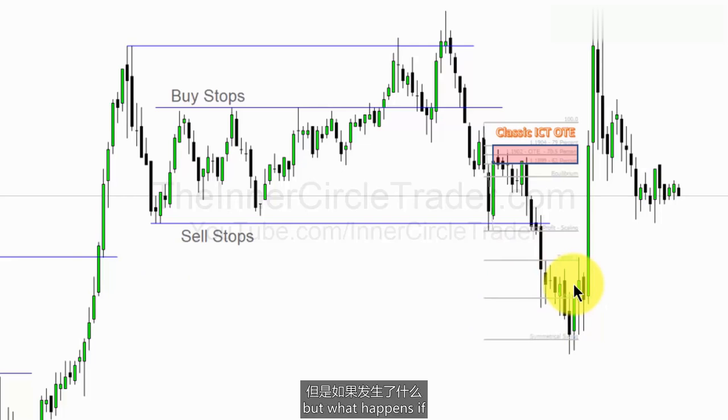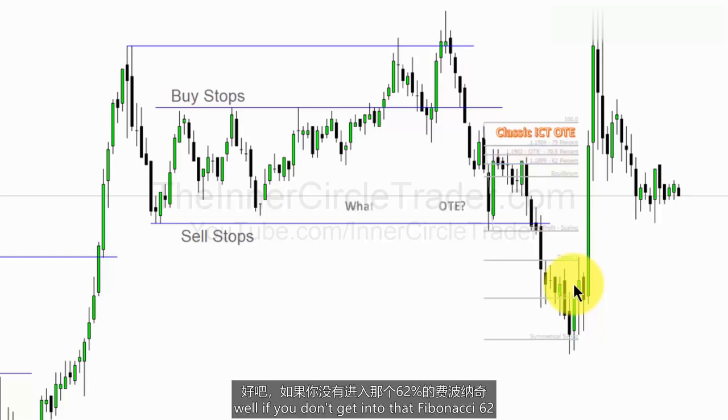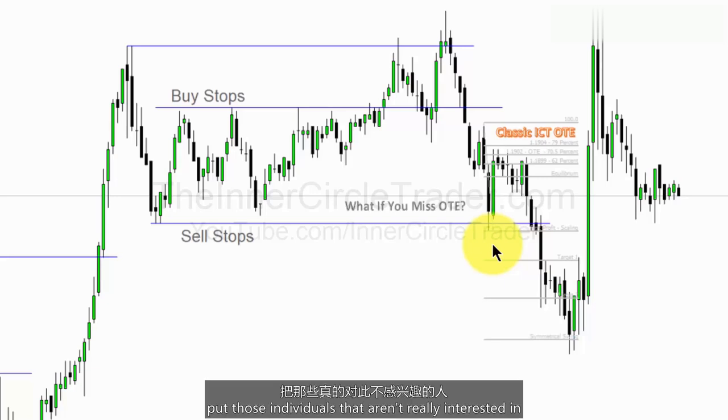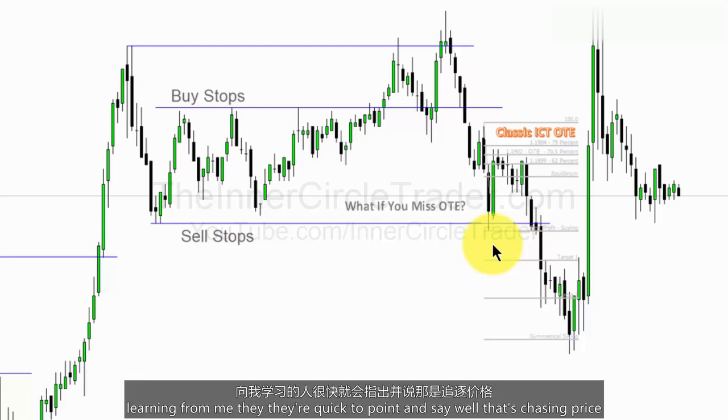But what happens if you don't have the classic ICT optimal trade entry on your chart? Say you miss it. What do you do? Well, if you don't get into that Fibonacci 62 to 79 retracement level as that bounce occurs here, what are you left to do? Do you just let the trade go? No. Over the years, I've shared examples of me getting into a trade, and for those individuals that aren't really interested in learning from me, they're quick to point and say, well, that's chasing price.